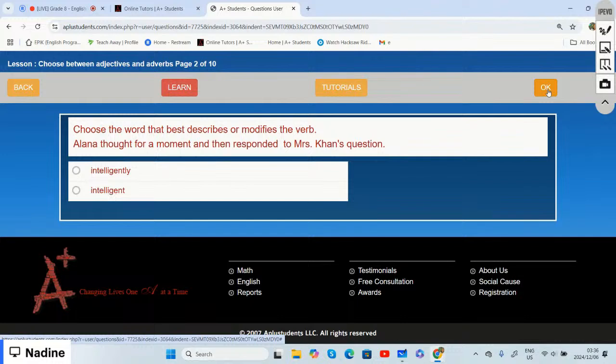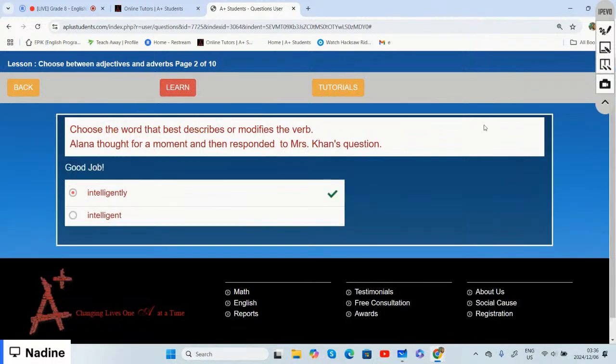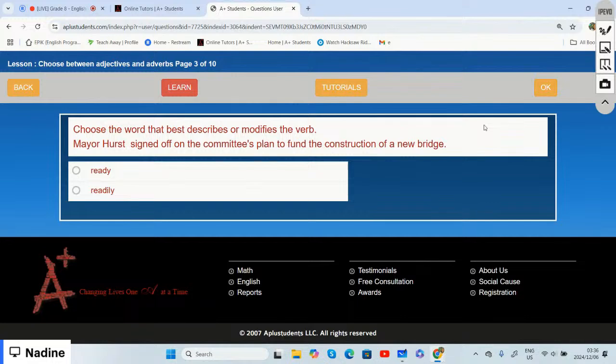And if we were to choose the correct option, then we can say that Elena thought for a moment and then she responded intelligently to Mrs. Khan's question. Intelligently.